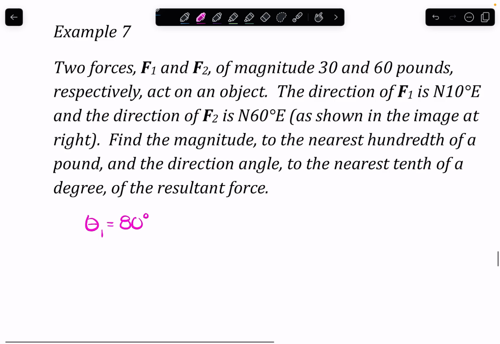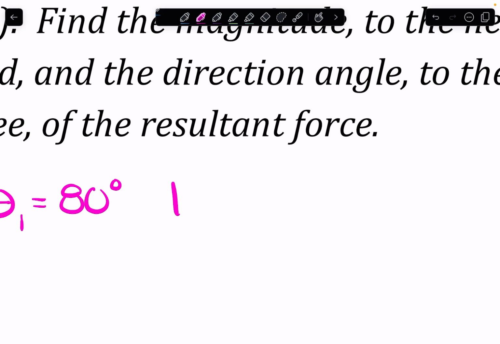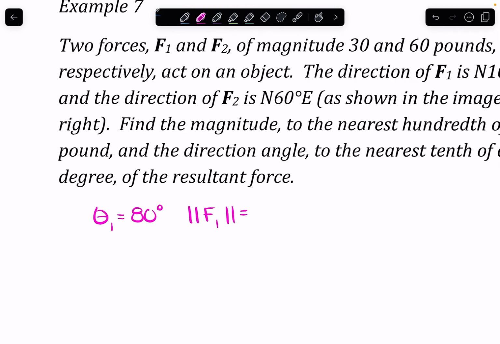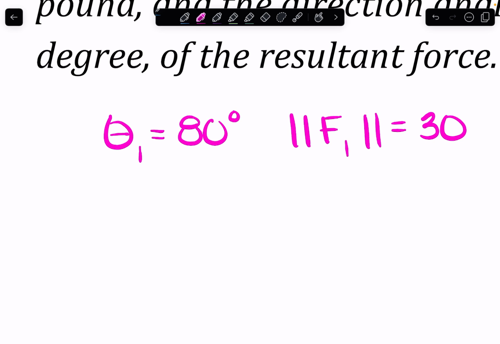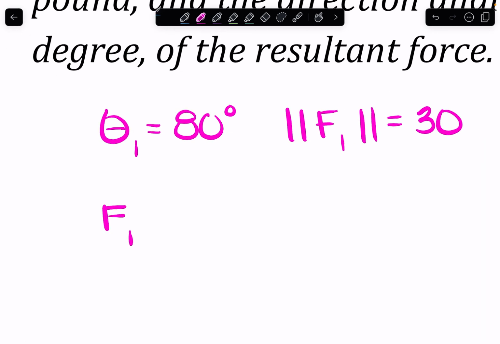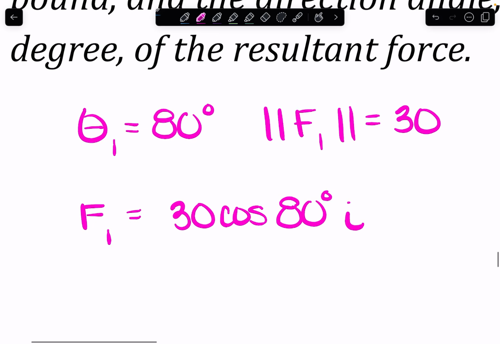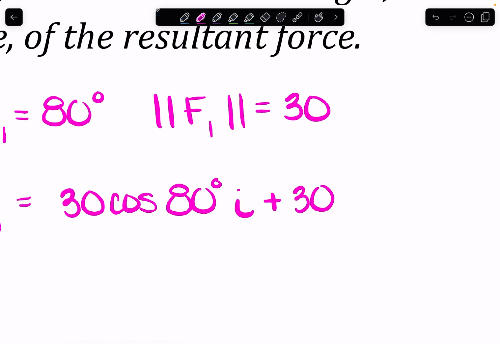The magnitude of force 1 was 30 pounds, so we don't have to find it, we're given it. So writing our first force in its i j components, F1 is the magnitude, 30, times cosine of the angle, 80 degrees, i, plus the magnitude, 30, times sine of the angle, 80 degrees, j.